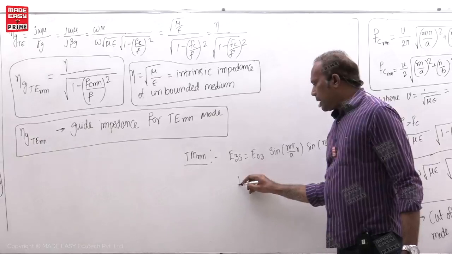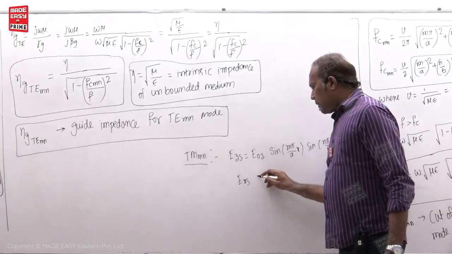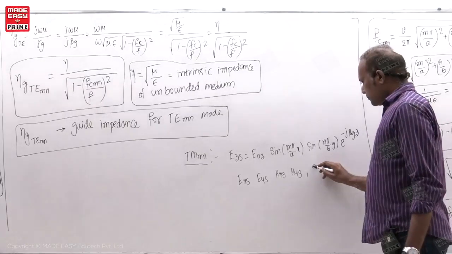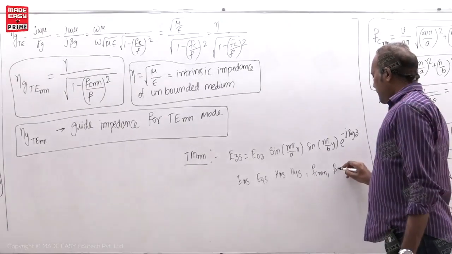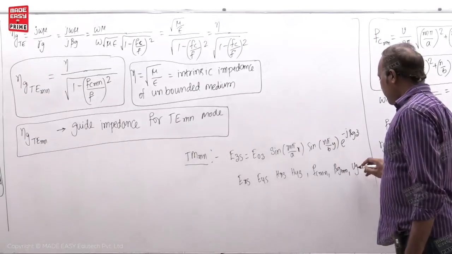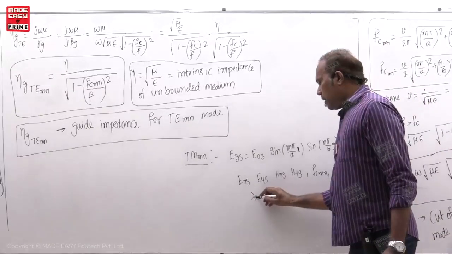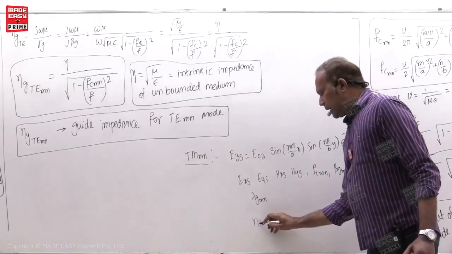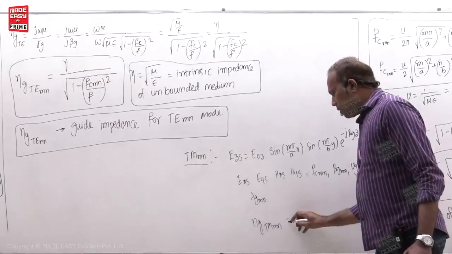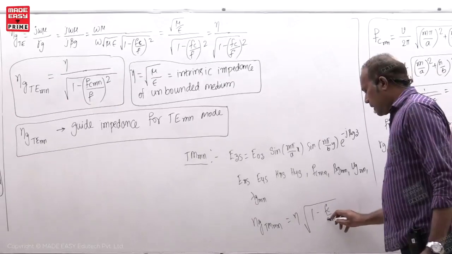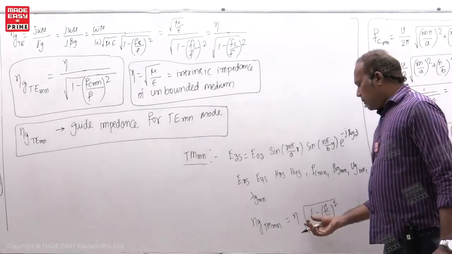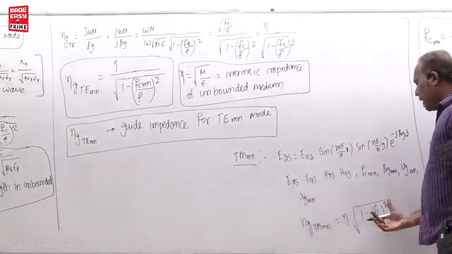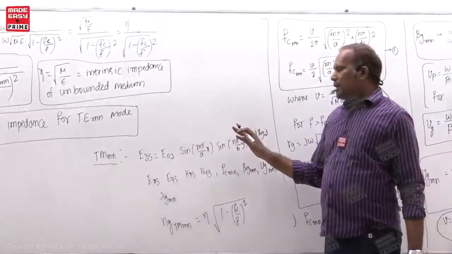And other equations like EXS and EYS, HXS, HYS, fcmn and beta gmn, and phase velocity for mn mode and guide wavelength for mn mode, all the equations are same for both the modes, and only eta G TMmn mode is equal to eta times root of 1 minus fc by f whole square. This factor will be beside this eta. There this factor is in the denominator, and here this factor is in the numerator. Only that much difference is there, students. Otherwise TM mode equations are same.